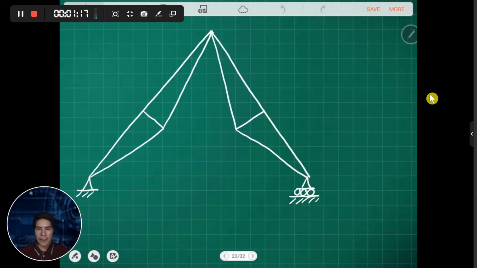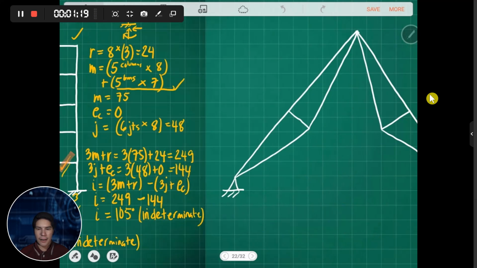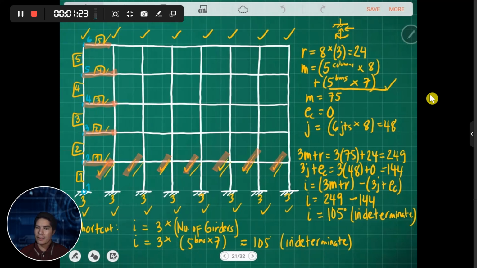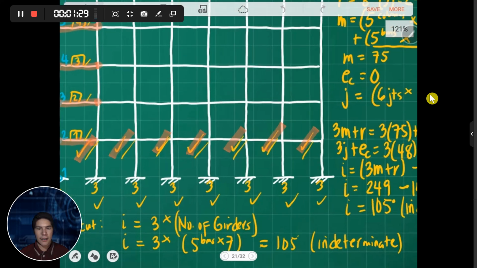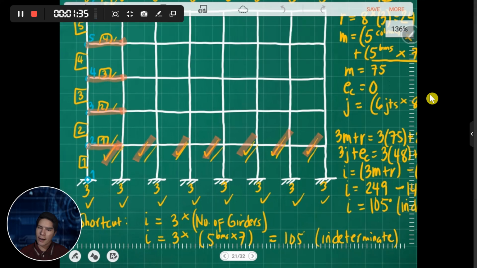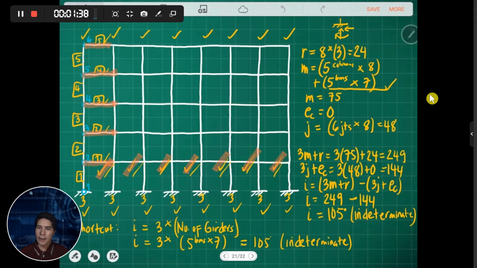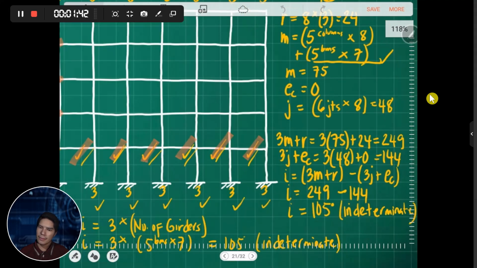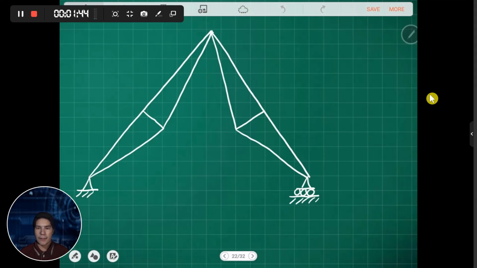and in the previous video I also showed the shortcut formula for solving the degree of indeterminacy for building frames whose supports are all fixed. So we have the shortcut formula for determining the degree of indeterminacy, which is 3 times the number of girders. So it's way faster than the conventional formulas. So this time we solve for the classes.